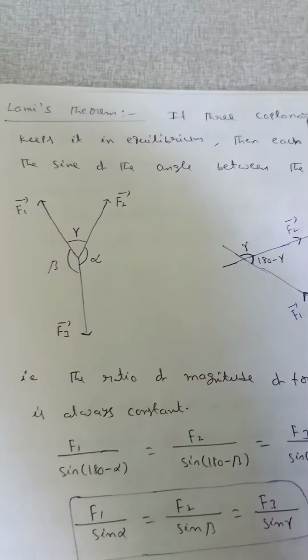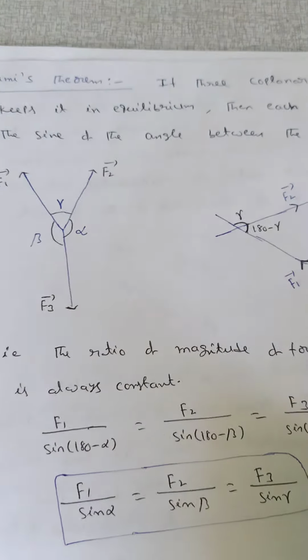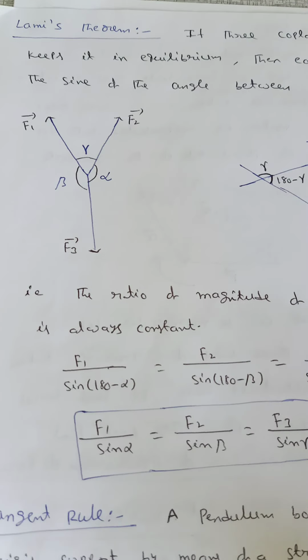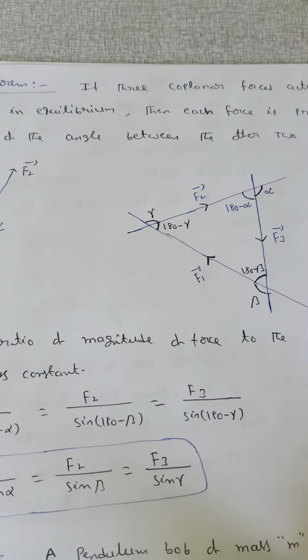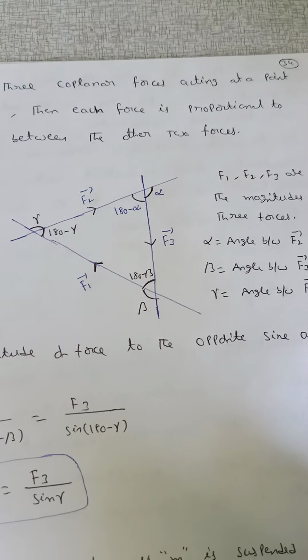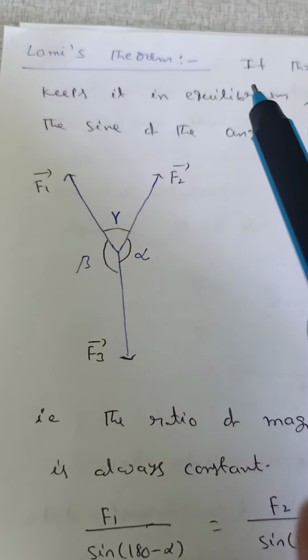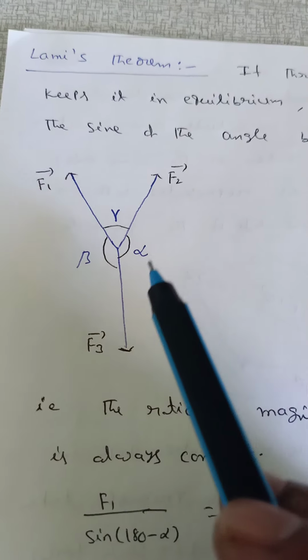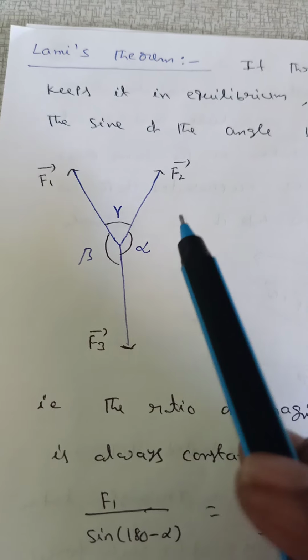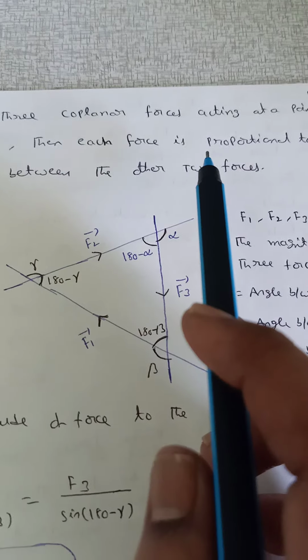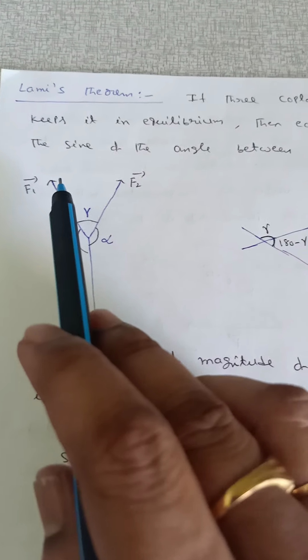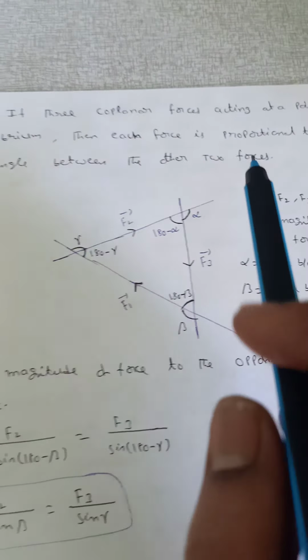Coplanar forces means forces, vectors, lying on the same plane. If three coplanar forces acting at a point keep it in equilibrium, F1, F2, F3, then each force is proportional to the sine of the angle between the other two forces.